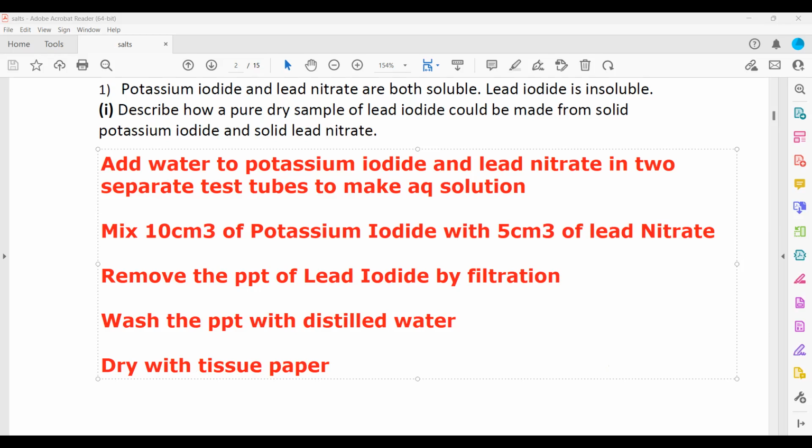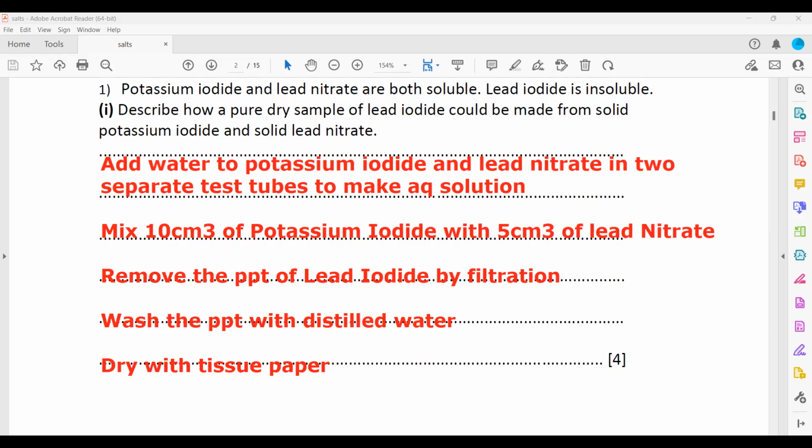So these are the points you have to mention: that we dissolved the two salts to make a solution and then mixed them together, because whenever you want to prepare an insoluble salt, you have to mix the two salt solutions, not the solids.